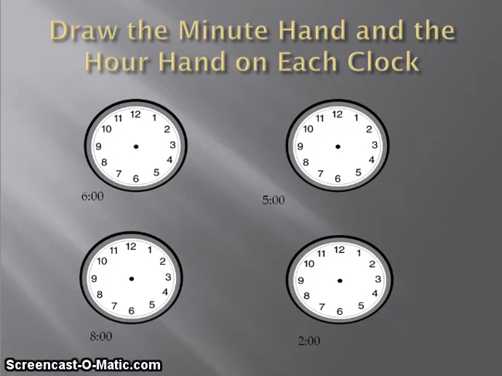On the third slide, I will direct students to draw the hour hand and the minute hand on each clock, displaying the time labeled under each clock. The first clock reads 6 o'clock. Using the pencil tool, I will draw the minute hand and the hour hand to show 6 o'clock.